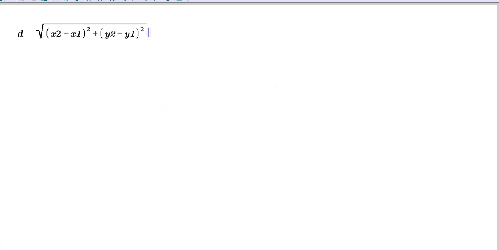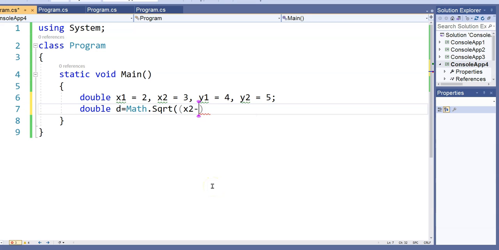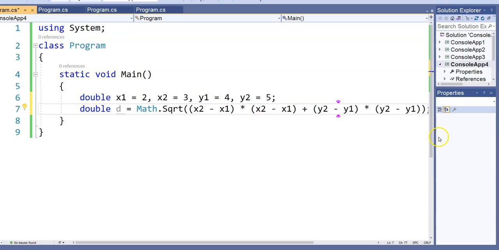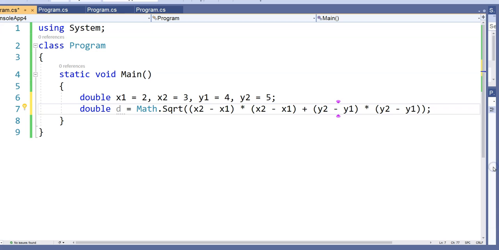If you go by the formula, we need x2 minus x1 squared. But that's equivalent to just writing x2 minus x1 multiplied by x2 minus x1. It means the same thing mathematically. So we can use this in C# then. I'm going to say x2 minus x1, and I'm going to multiply by another x2 minus x1. And I'm going to add to it, remember the distance formula is just the Pythagorean theorem, that's all it is. And I'm going to do here next then y2 minus y1 times y2 minus y1, and then terminate this with a semicolon.